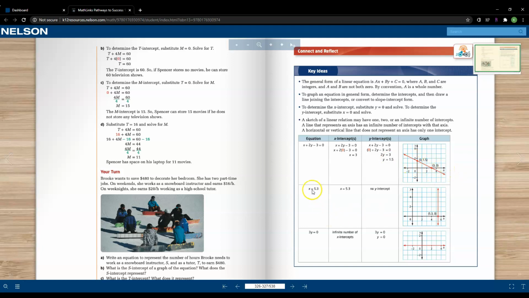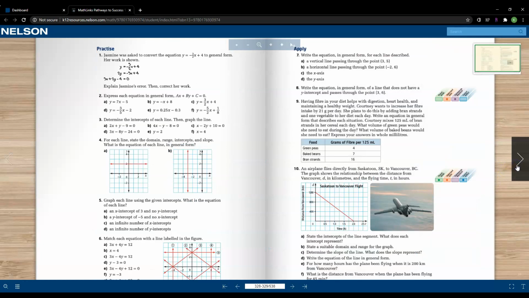Okay. Remember, when x equals a number and there's no y, it's going to be a vertical line, right? So there's no y-intercept, it doesn't hit it. And also, when there's no x, it's going to be a horizontal line. Okay. So 3y equals 0 is the same thing as y equals 0, and this is going to be flat on the original x axis, right? Okay. And that's about it.